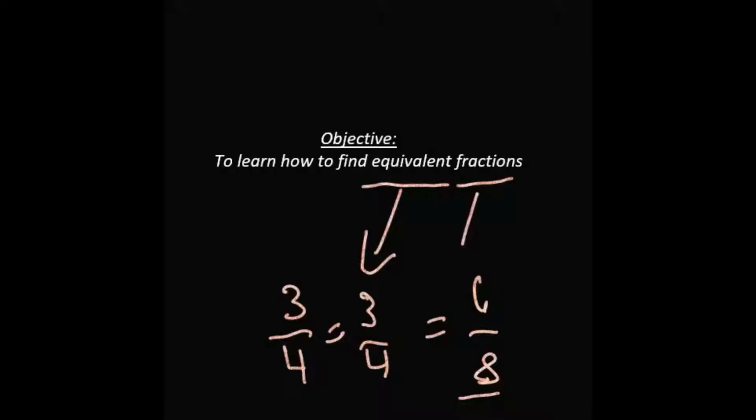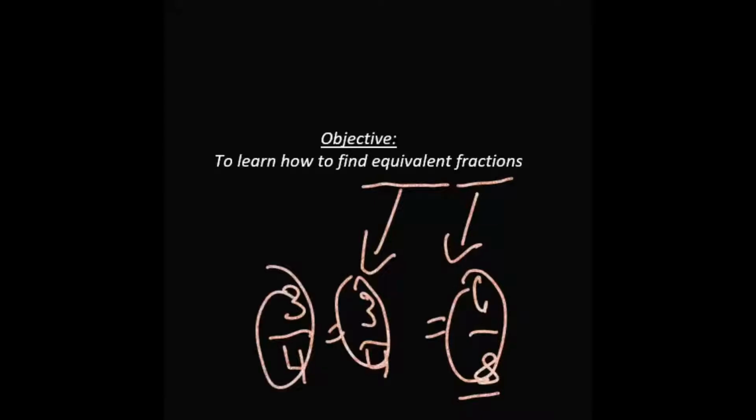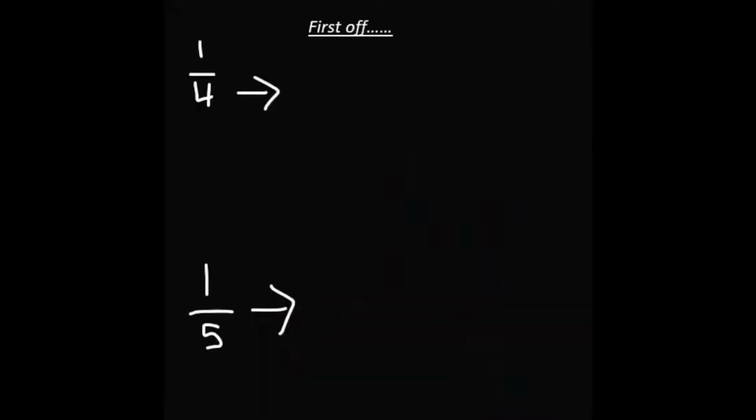So all of these, this number, this here, and this here, these are all fractions. Okay? So now let's just get started. First off, I have two numbers here, 1/4 and 1/5. We're going to be writing down some equivalent fractions for each of these fractions. We always start off with the starting number. I'm going to go ahead and do 1/4 now.